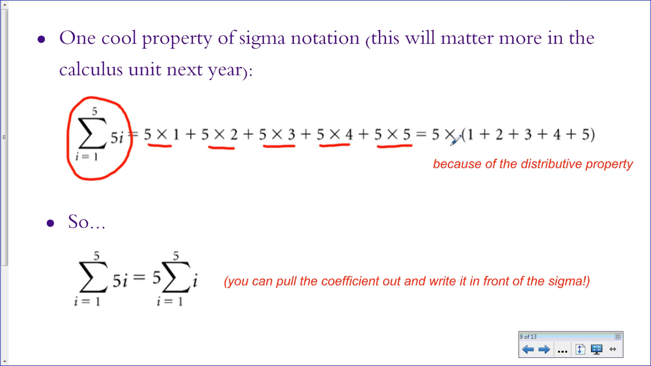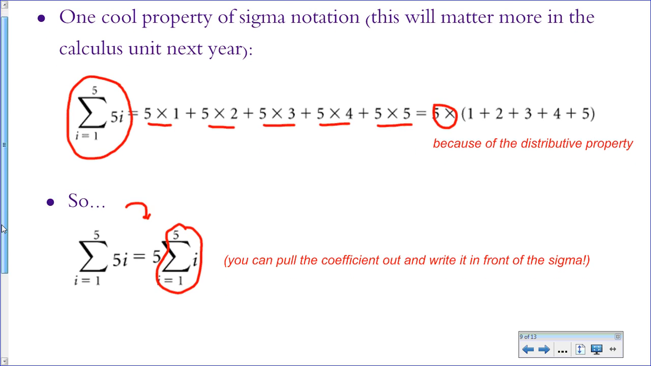Now, because of the distributive property, we can just factor out that 5, put it in front, right? And then it's just the sum 1 plus 2 plus 3 plus 4 plus 5. So a cool property of sigma notation is shown here, that if you have a coefficient in your series, you can just pull it out and write it in front of the sigma, do the sigma of just 1 plus 2 plus 3 plus 4 plus 5, and then multiply your result by 5. So you're going to see this in more complicated examples in the calculus unit, but this is a little intro to that.